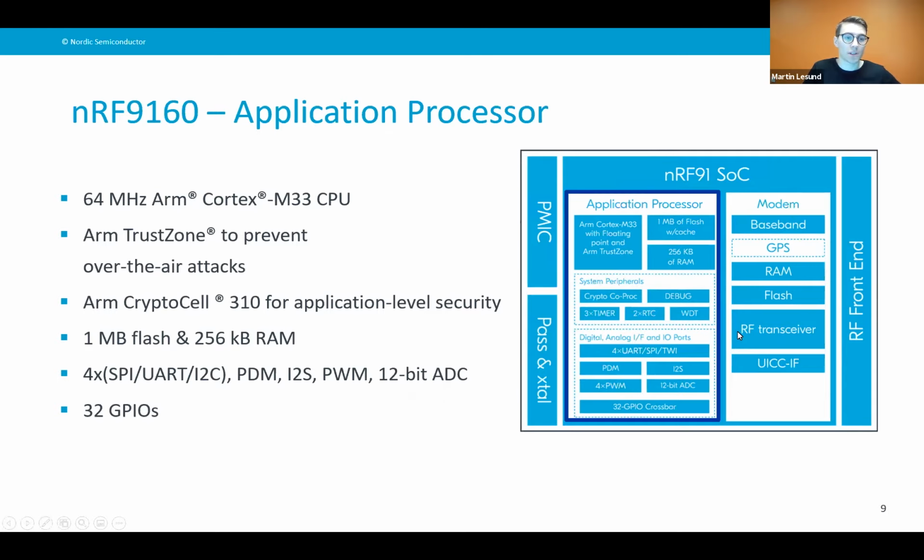And we have a 64 megahertz ARM Cortex M33 CPU just for the application processor. And also we have support for ARM TrustZone, this to prevent over-the-air attacks, for example. We also have support for ARM CryptoCell 310 for application level security, for keys, etc. Also you have your dedicated 1 megabyte of flash, and also 256 kilobytes of RAM in this application area here.